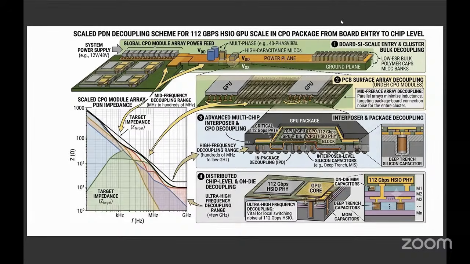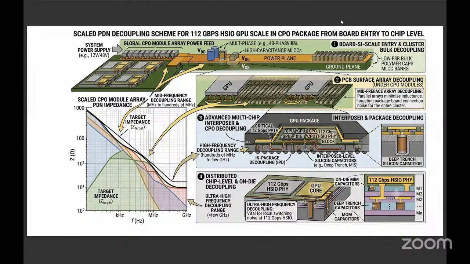And again, as usual, this is the curtain raiser for the next session, which we may hold some time later. Power supply distribution scheme for 112 Gbps HSIO boards. Scaled PDN decoupling scheme for 112 Gbps HSIO. I have taken a GPU as an example, a GPU scale in a co-package optics package, from board entry to chip level. From board entry up to chip, how we have to go, I will explain, maybe in 10 slides or whatever it takes.